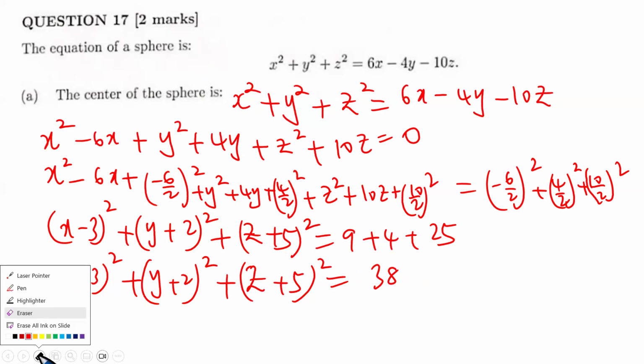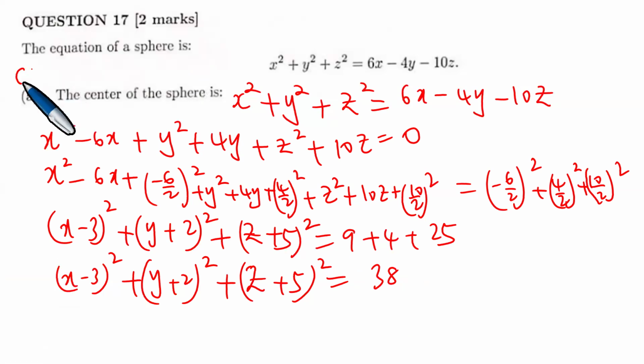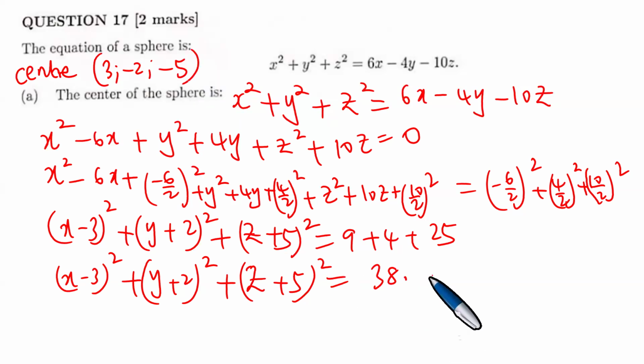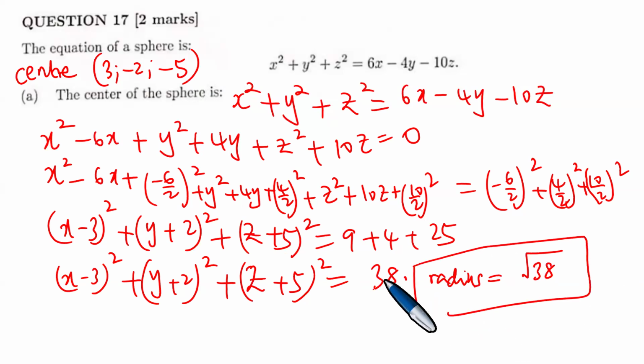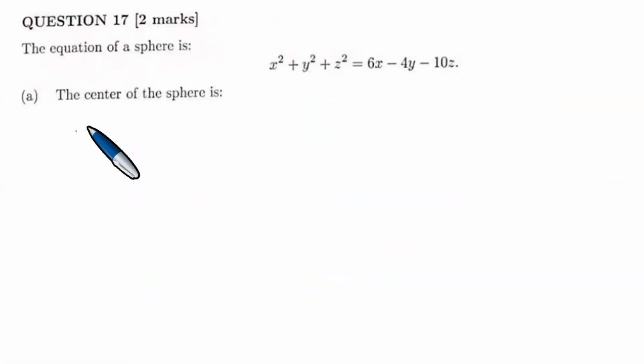So in the end, you have the following. The center then is (3, minus 2, minus 5). What is the radius? The radius is the square root of 38. We take the square root of this. So the center is (3, minus 2, minus 5), and that is the center we've got.